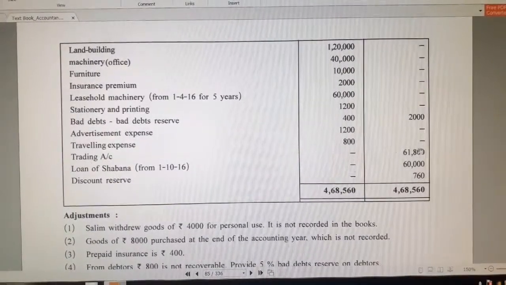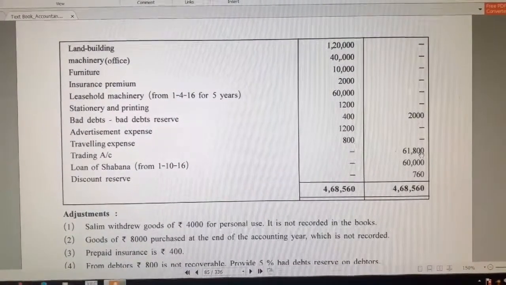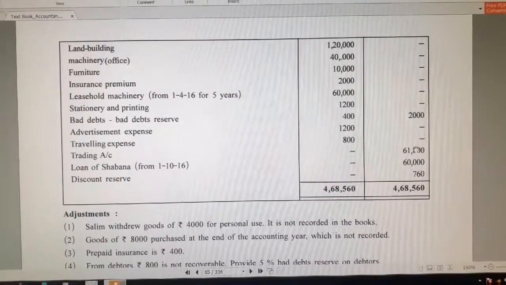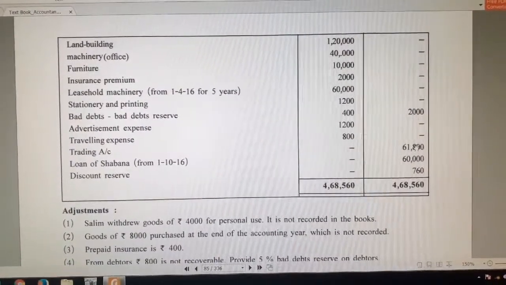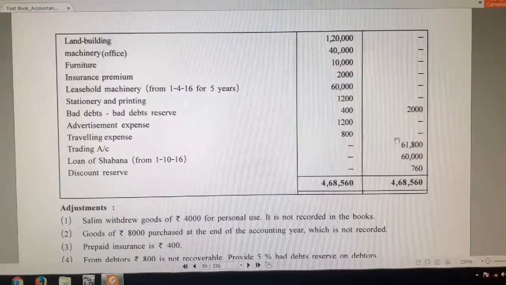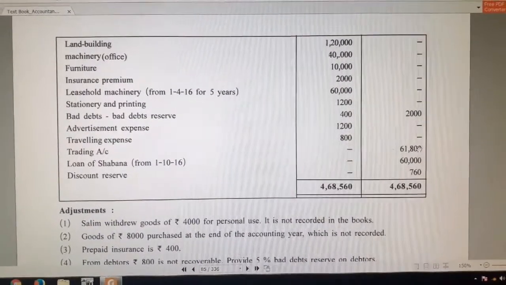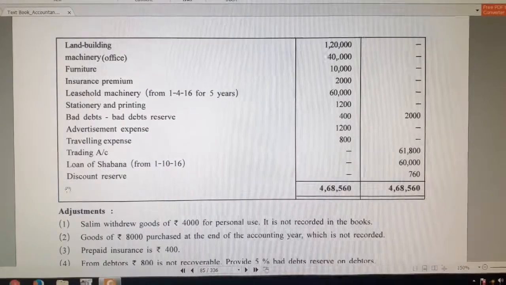Then after trading account, the amount is given in credit column, that means it is gross profit. Just now we have not moved with the adjustment. So on the basis of the given information, it is recorded profit and loss account credit side.